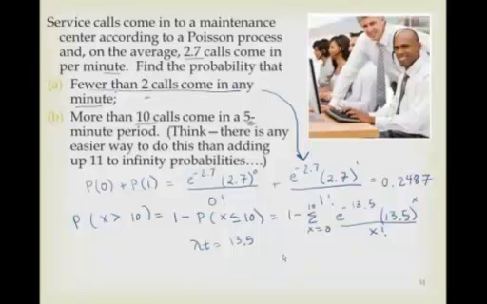And if you work that all out, it is 1 minus 0.2971, which is 0.7129. Voila! And there we go.